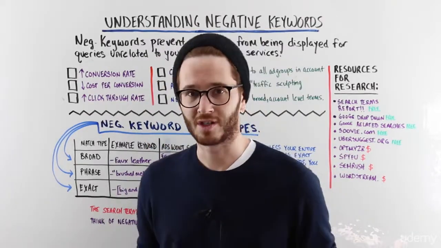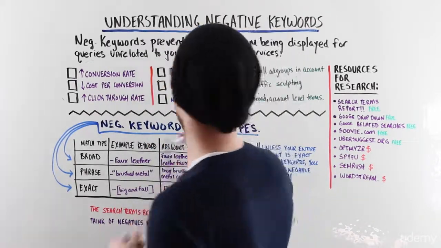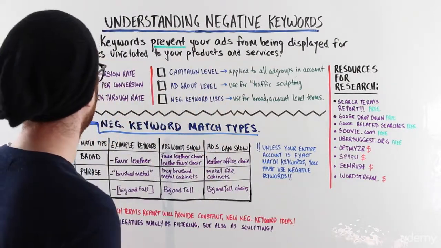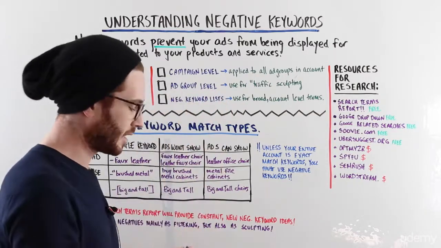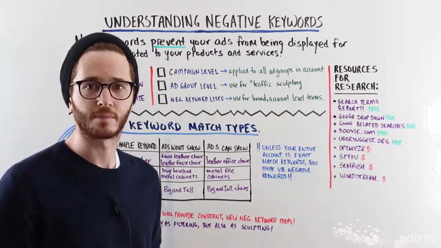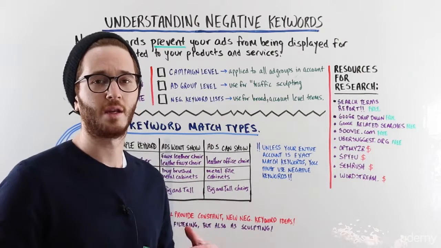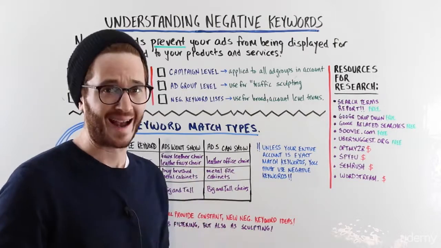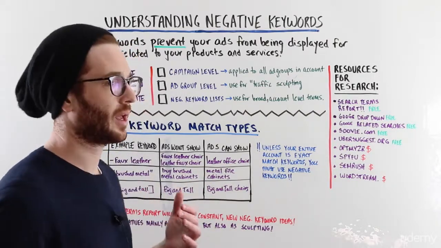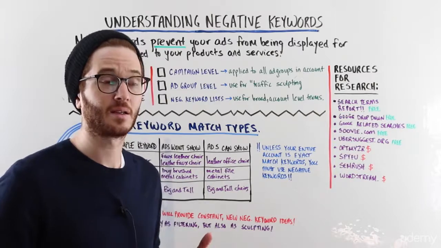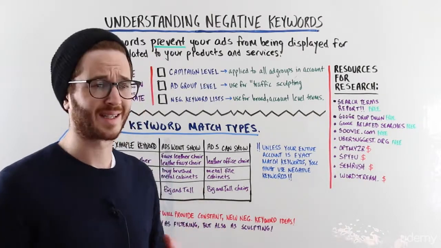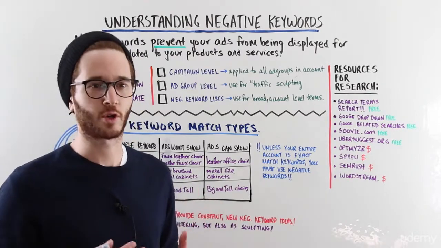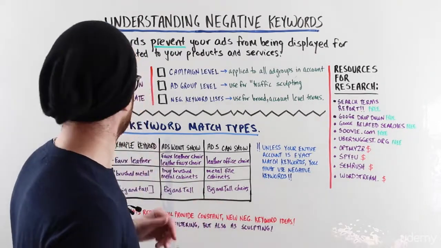So what do negative keywords do conceptually? Negative keywords prevent your ads from being displayed for queries unrelated to your products and services. So negative keywords are essentially filters. You use negative keywords when you don't want certain search queries triggering your ads. Additionally, the second benefit of using negative keywords is it allows you to sculpt your traffic. And we'll talk about what it means to sculpt or control your traffic in a second.